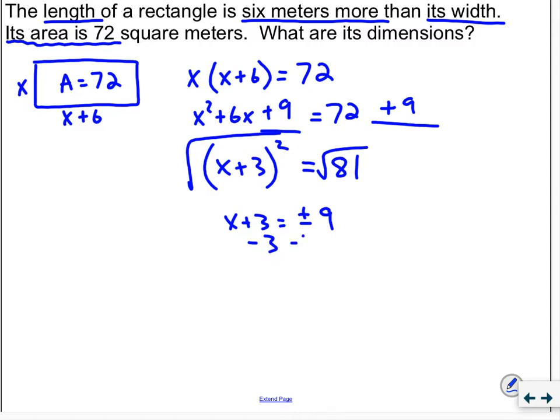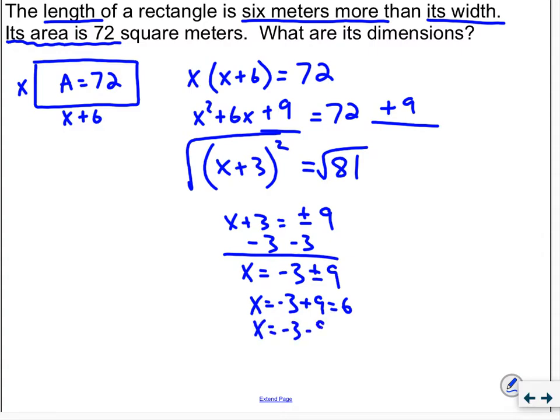Let's subtract 3 from both sides. So I get x equals negative 3 plus or minus 9. Remember, I get 2 answers here. One of them is negative 3 plus 9, which is 6. The other answer is negative 3 minus 9, which is negative 12.